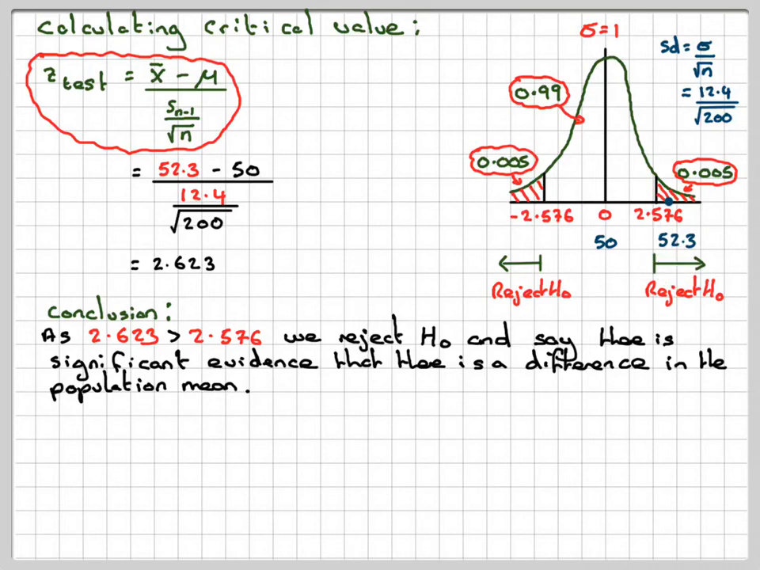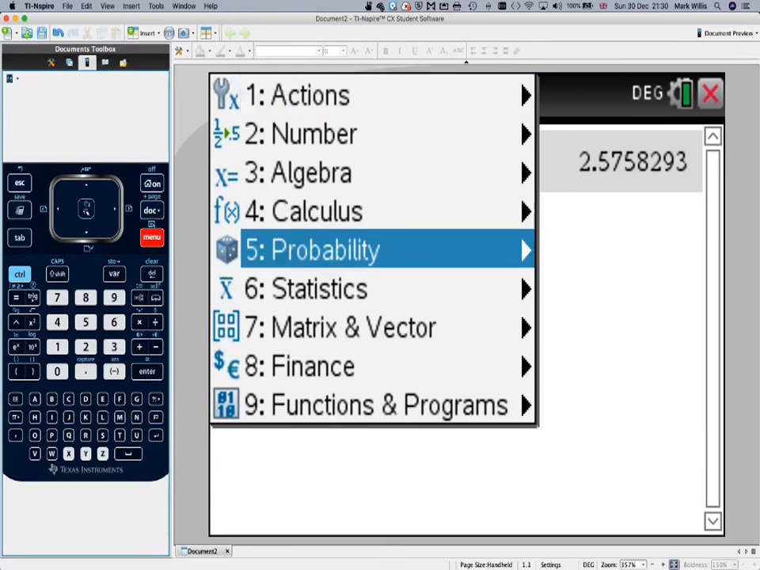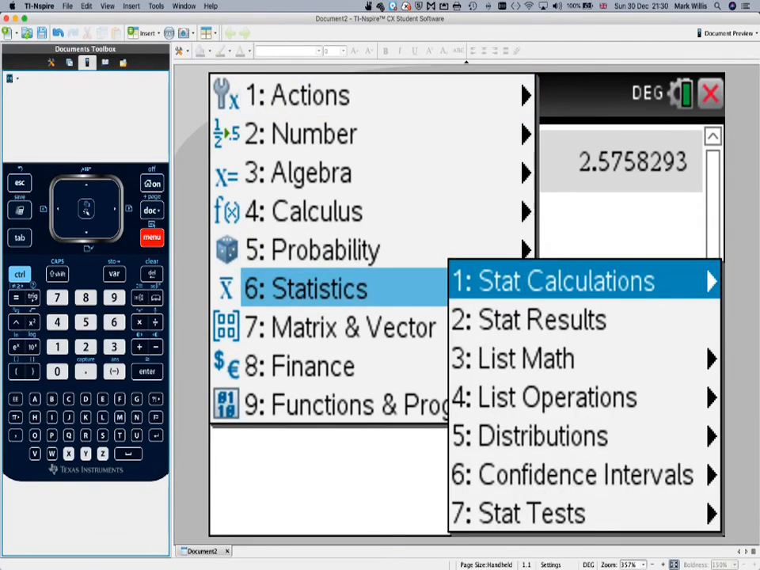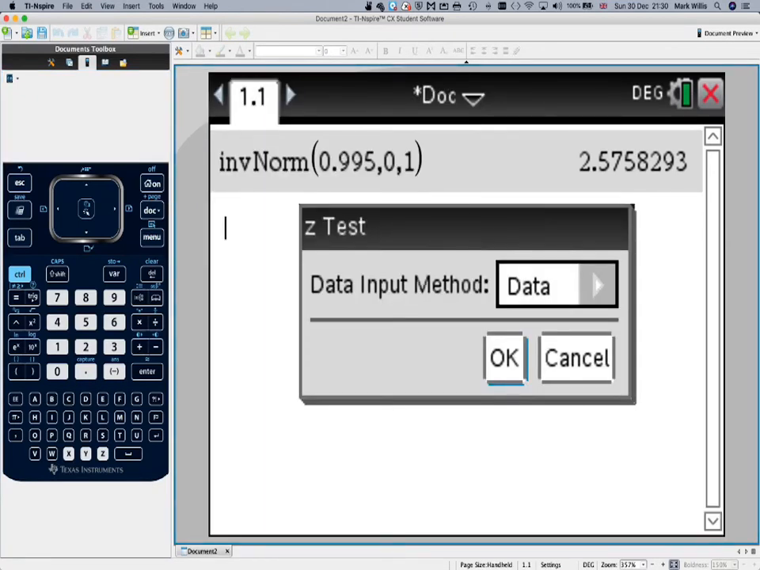Right, now if we did use p-values, obviously it's a bit more difficult to actually calculate the p-value, so it's better to use the GDC. So we just go to the GDC, and this time we go to menu. You can't do this on a normal ClassWiz calculator. And then we select statistics, and we go to number 7 here, which is stat test, and we just do a Z test. Right, the data input method is going to be the statistics that we're going to put into it. So we change that to stats, and then we press OK.